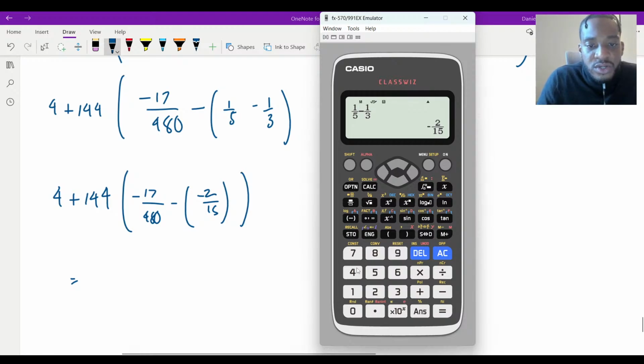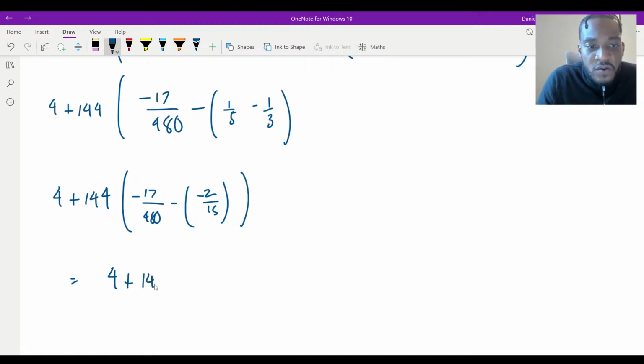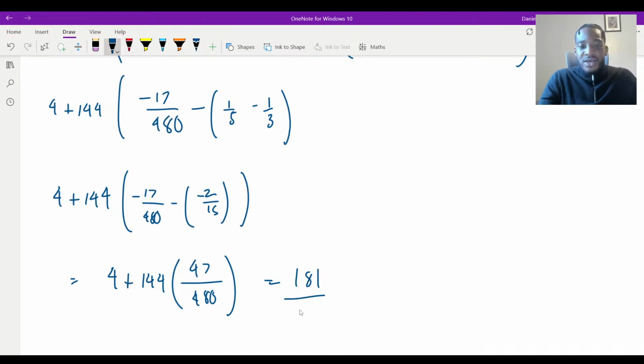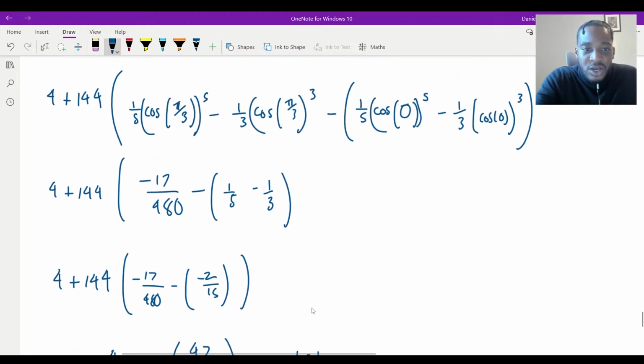Let me do it in bits. So it's going to be minus 17 over 480 minus a minus 2 over 15. Hopefully this is correct. 47 over 480. So it's going to be 4 plus 144 times 47 over 480, and the answer is 181 over 10. I can't believe I got that correct. I remember that's the answer that I got when I saw this earlier today. Wow. Done. That is the answer.